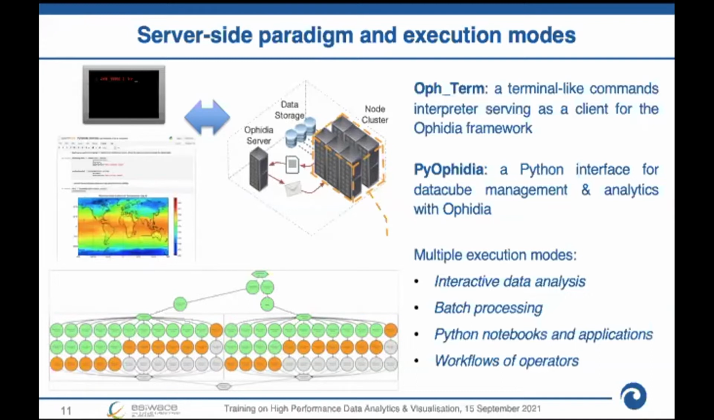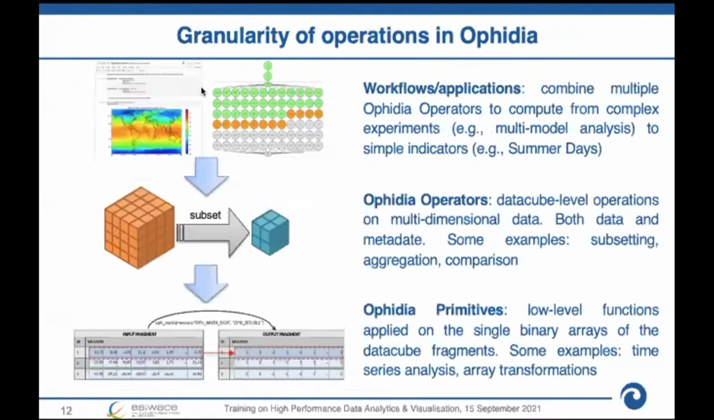The platform supports different execution modes, such as interactive or batch processing, and complex workflows, and also Python-based applications, like, for example, notebooks. Ophidia provides features at different levels of abstraction. Here I try to summarize the main concepts before going into the details of these options. Operations can be classified based on their granularity. At the higher level, in the top part of the slide, there are workflows and Python applications, which combine together multiple data analytics operators to perform more complex analysis.